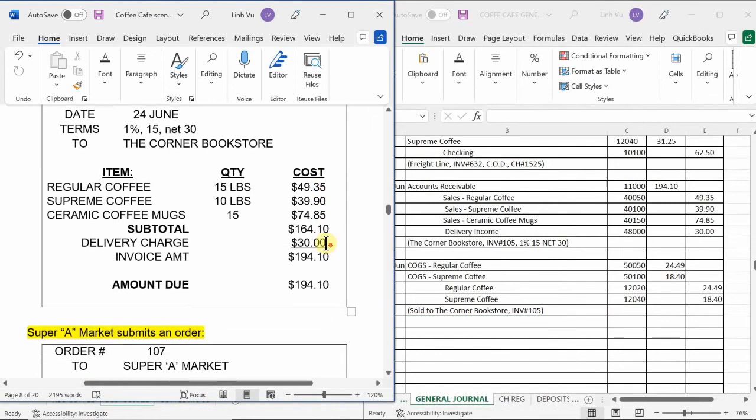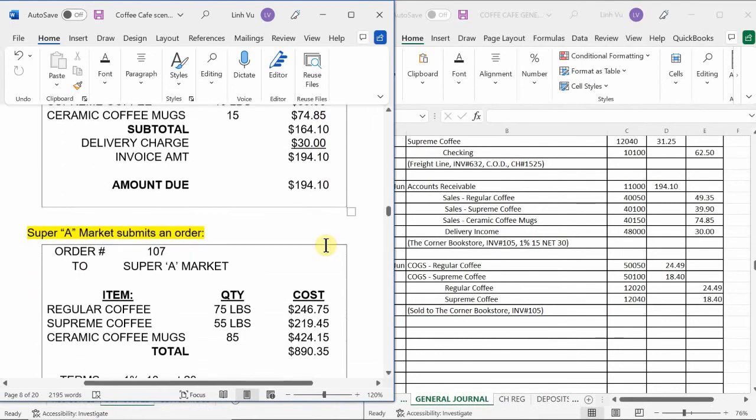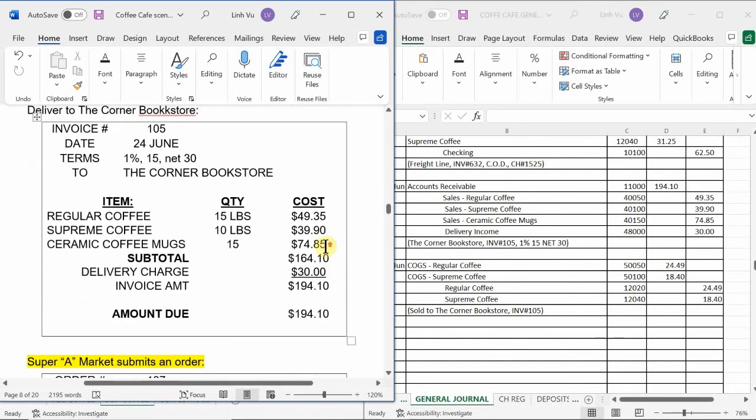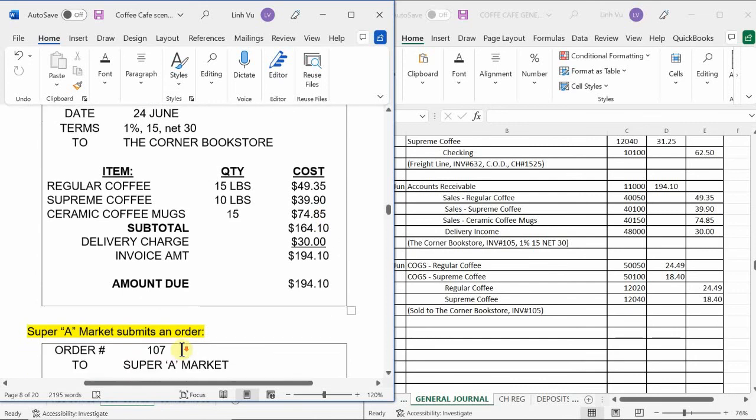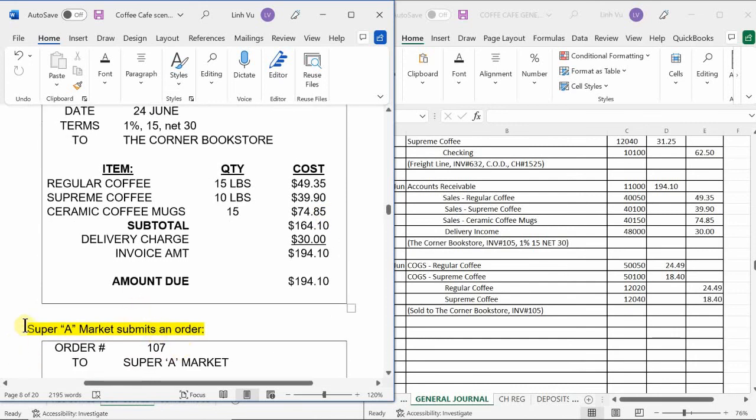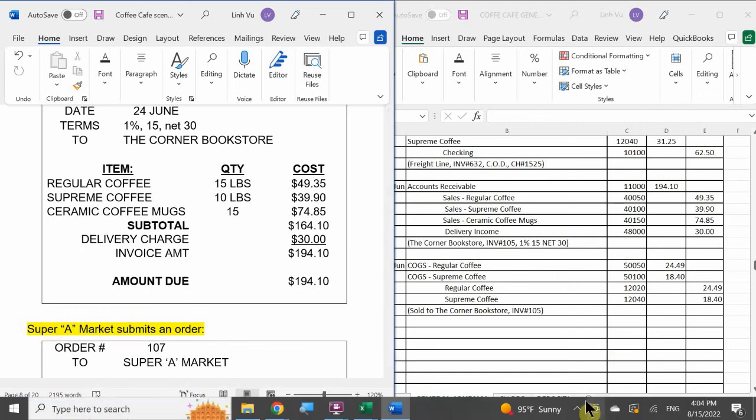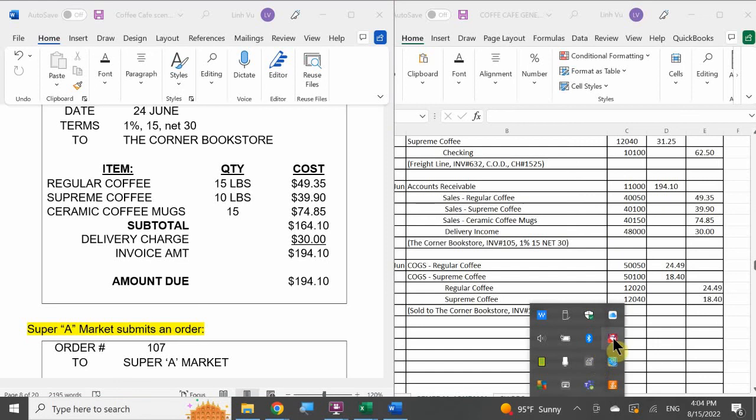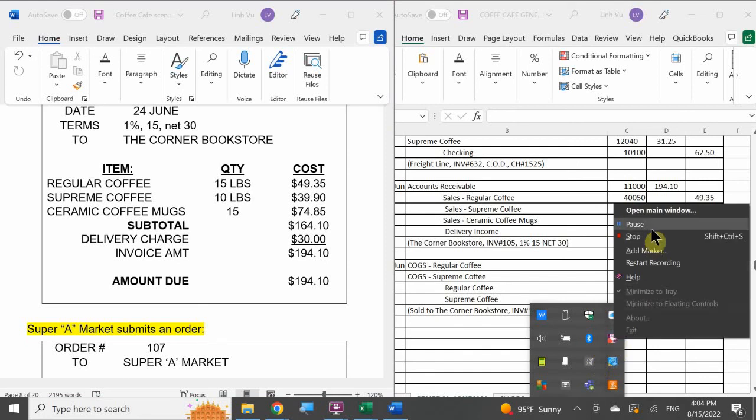Okay. I'm gonna stop here. So when we come back, we will go ahead and finish and leave off on the 24th with the Super A market submitting an order. Okay, awesome. Good job, guys. All right.